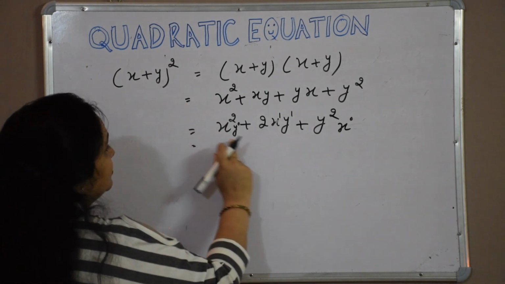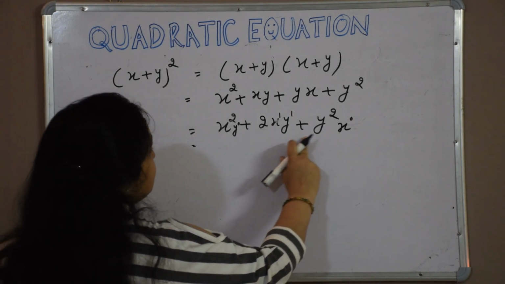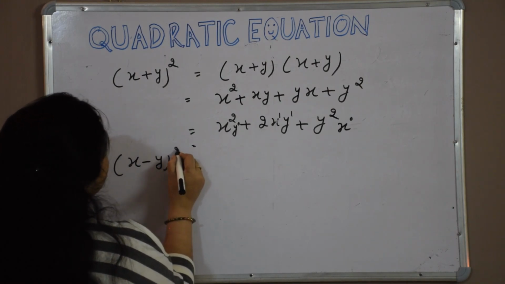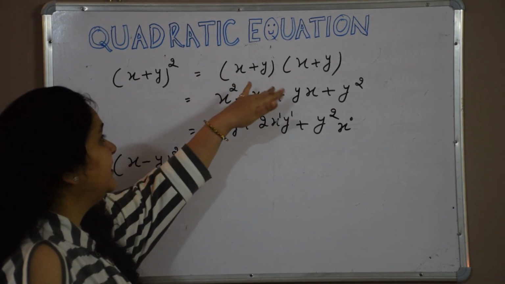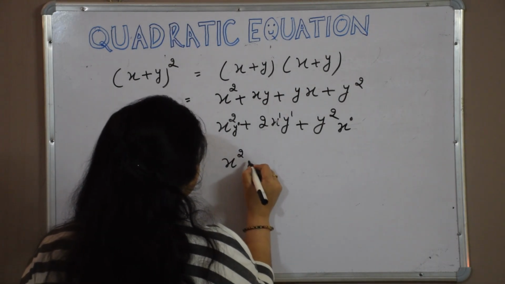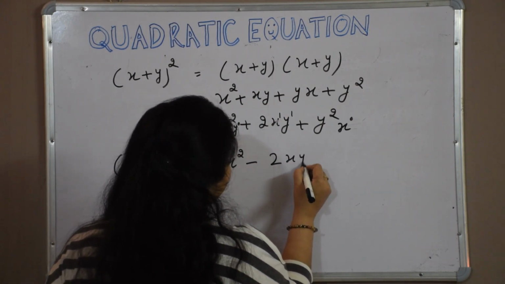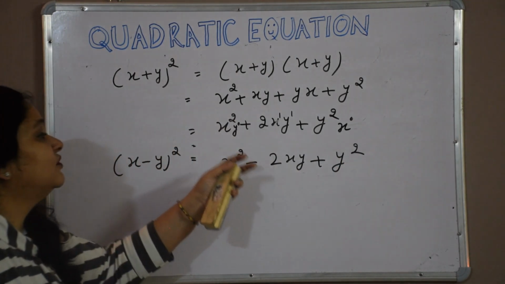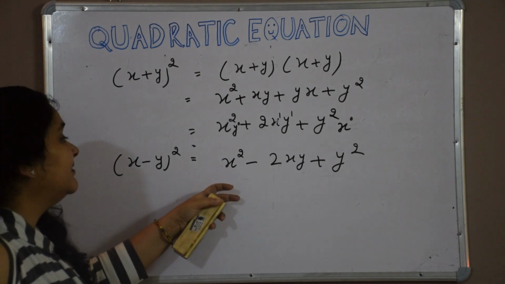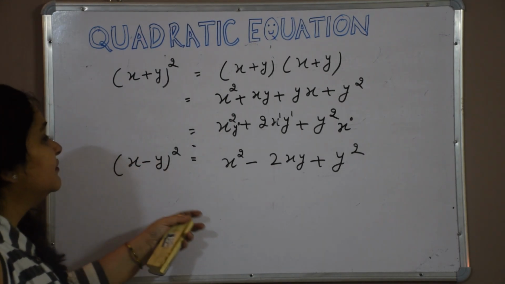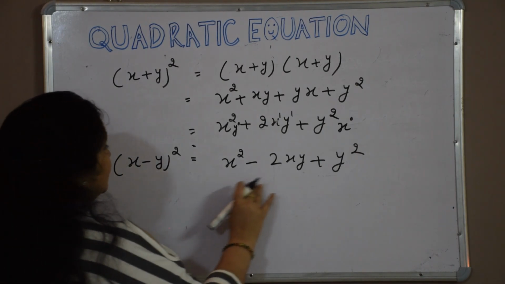So (x plus y) whole square, we know, is x square plus 2xy plus y square. Similarly, (x minus y) square, you can proceed the same way, (x minus y) into (x minus y), it is x square minus 2xy plus y square. You have to remember all these formulas, and whenever I use them directly, you can recall them from here. Now the third thing.